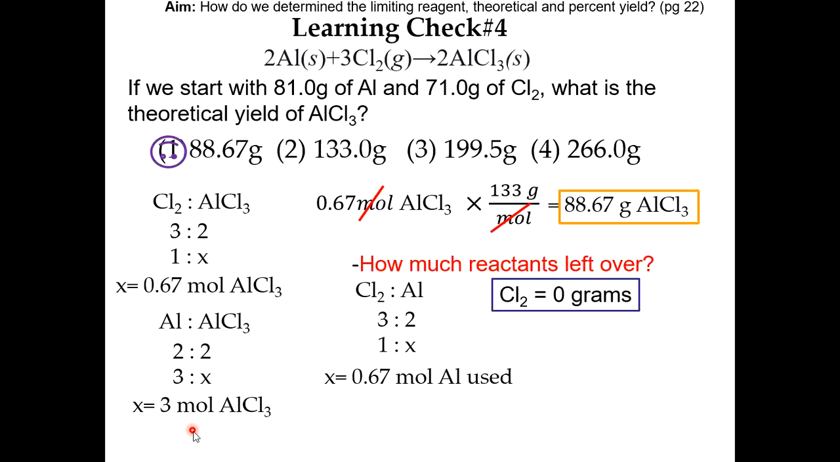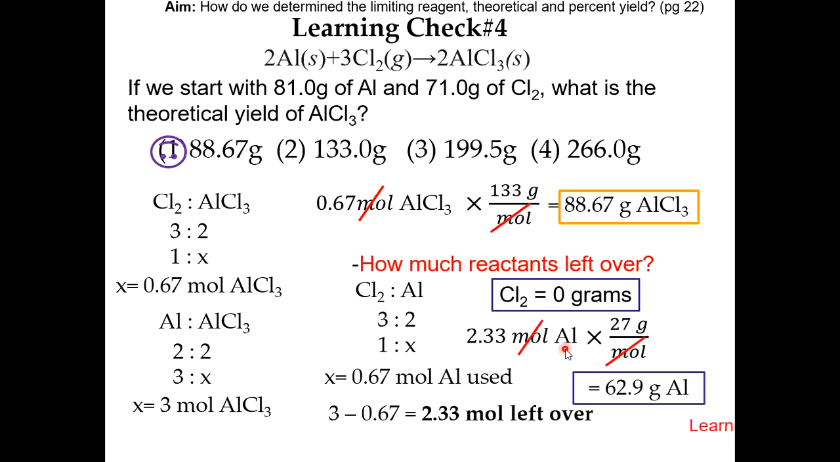In the beginning, we have 3 moles of Al. 3 minus 0.67 mole gives us 2.33 mole left over. To convert it to mass, we do 2.33 times the GFM of Al, which gives us 67.9 grams of Al. That's how much mass of Al was left over.